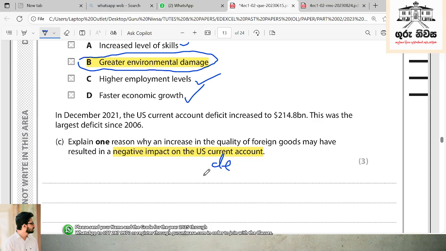So then after that, the demand for domestic goods reduces. Yes, you can say if there is an increase in quality of foreign products, goods, it will increase demand for foreign products. It means, Lamai, when we demand more foreign products, our level of imports increases, right? Increase in imports means, Lamai, it finally results in a negative impact on current account. Negative impact means deficit. Okay.